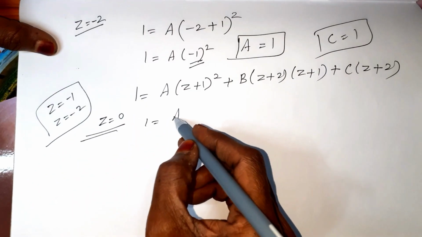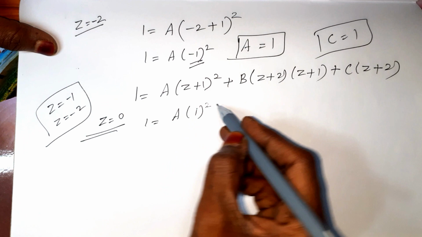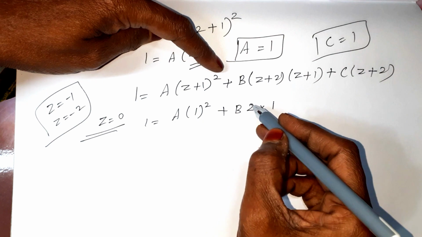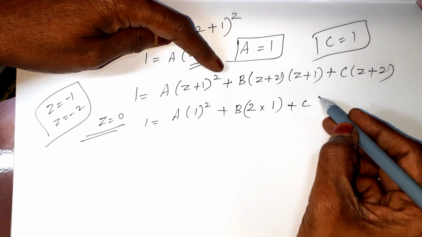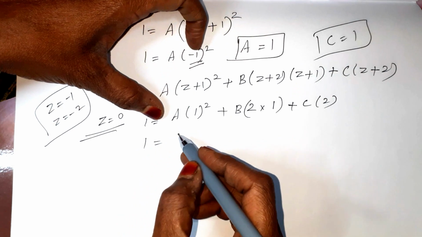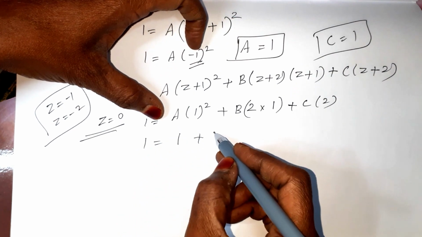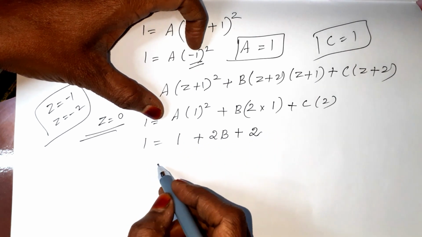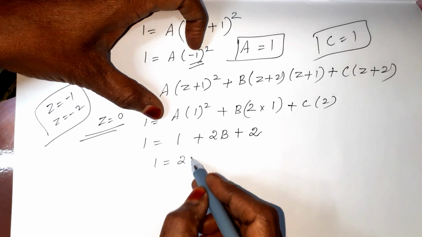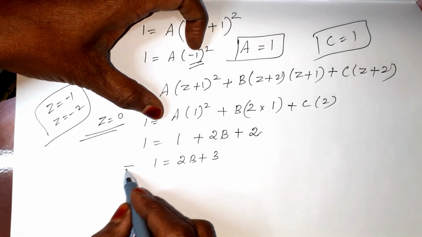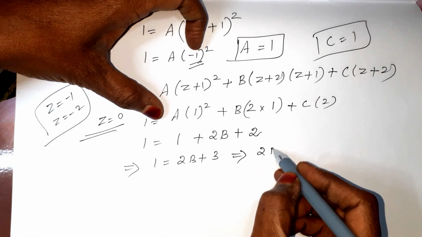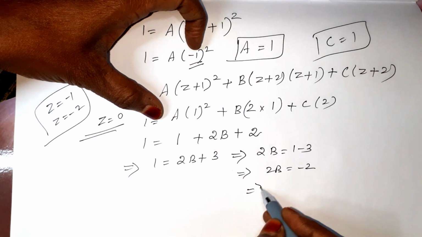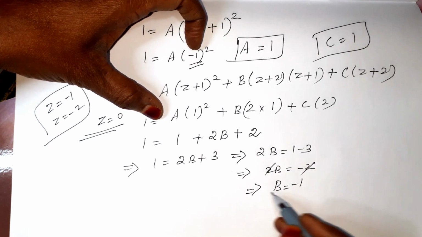So 1 is equal to A into 0 plus 1 the whole square, that is 1 square. Then B into 0 plus 2, that is 2, into 0 plus 1, that is 1, plus C into 0 plus 2, that is 2. So 1 is equal to A value already we got as 1, B value only we don't know, so 2B, plus C value also we got as 1, so it is 2. So 2B plus 3, which implies 2B is equal to 1 minus 3. So 2B equal to minus 2, B equal to minus 1.